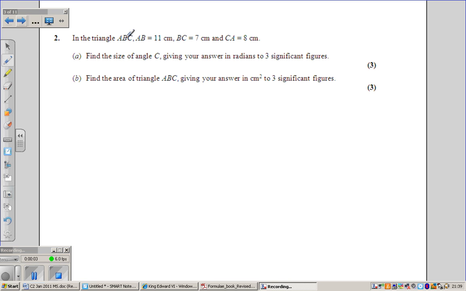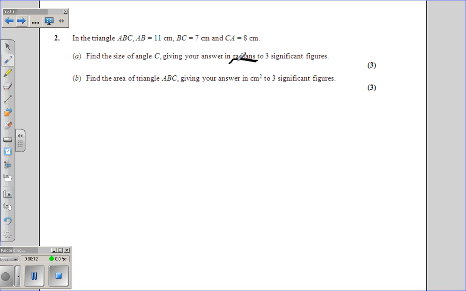In the triangle ABC, AB equals 11, BC equals 7, and CA equals 8. For 3 marks, we have to find the size of angle C, giving your answer in radians. Make sure your calculator's in radians, to 3 significant figures. If you're not sure what to do, maybe sketch it out.